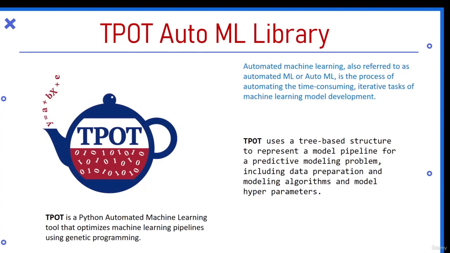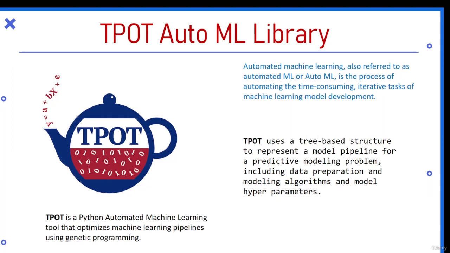First, let us have a brief introduction to what auto machine learning is and what our TPOT library is, which we will be using. The machine learning techniques you are all familiar with. I'll be using the normal basic random forest and linear regression techniques. Then the new thing is auto machine learning. Automated machine learning, also referred to as automated ML, is the process of automating the time consuming, iterative tasks of machine learning model development and deployment.